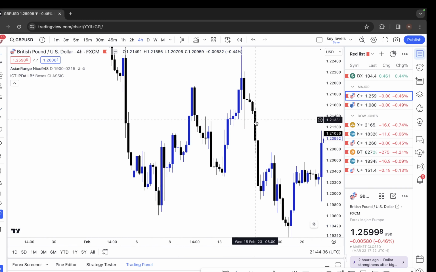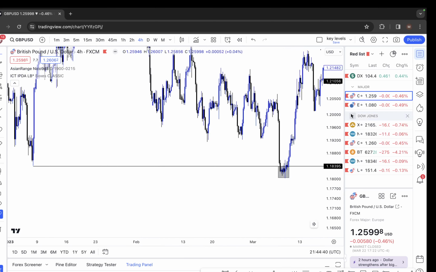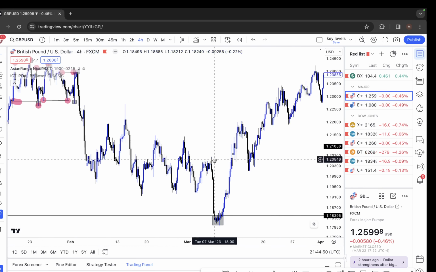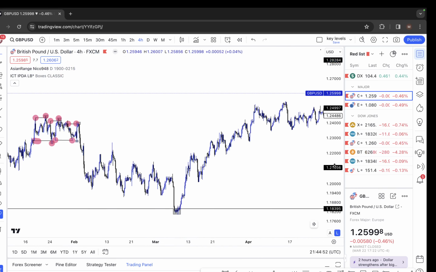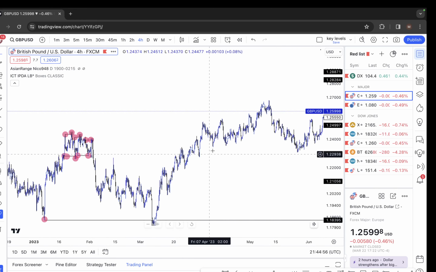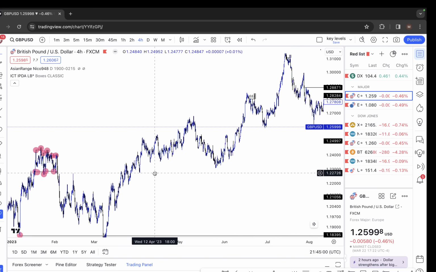Now with that being said, that's all price does. Price targets old lows and old highs. For example, in this instance, you can see that this low was a key low. The moment this low got grabbed, price then moved up in the opposite direction, all the way up. This was actually a quarterly shift during March as well, so the beginning of Q1 in 2023.